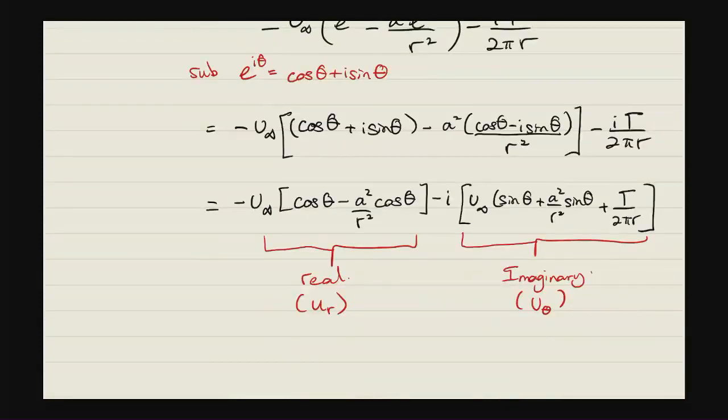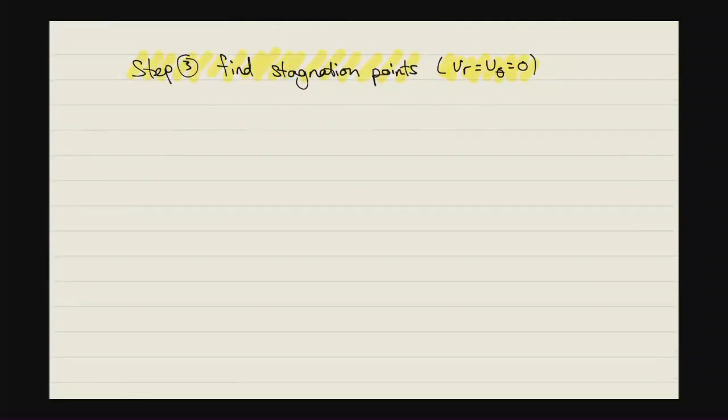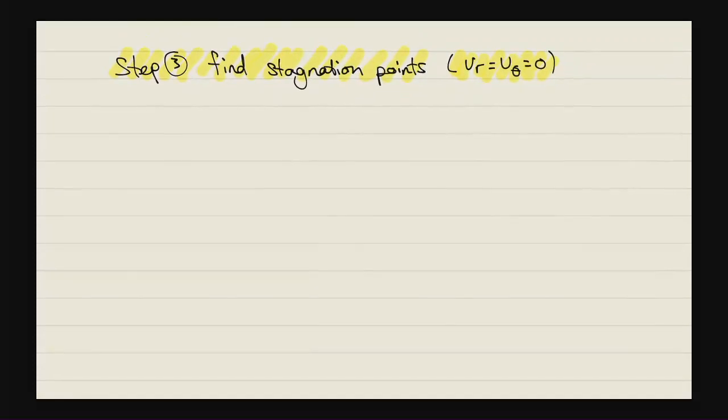Okay, so you have your velocities U and V, UR, U theta. Now you want to find the stagnation point. At the stagnation point, your velocities are 0. Okay, very good. So let's consider the real component first, our radial velocity. Let's consider that velocity component first.